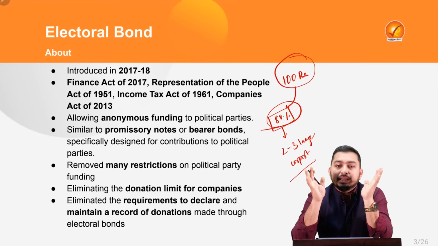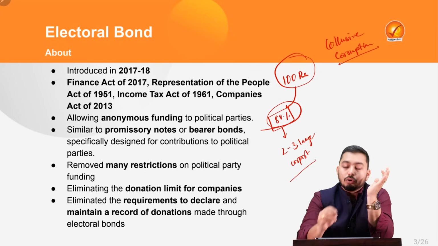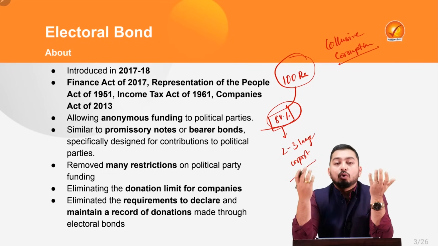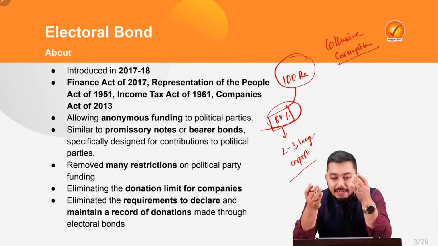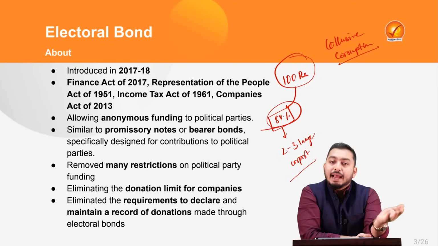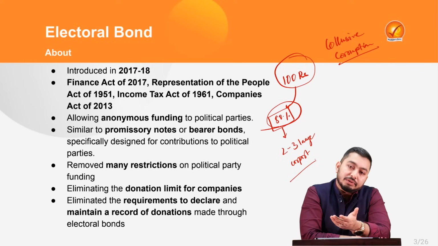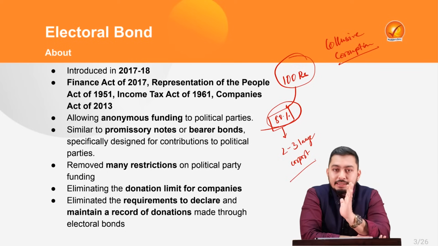Now here comes the topic of collusive corruption, or to call it quid pro quo. That means you scratch my back, I scratch your back. I donate 500 crores and at a later point of time you give me tenders for 5,000 crores. So can this happen? The answer is yes.